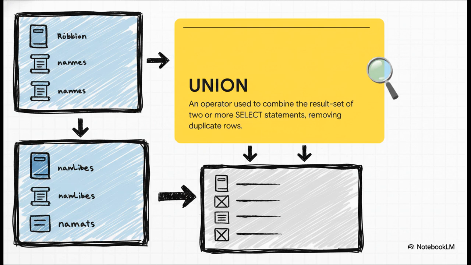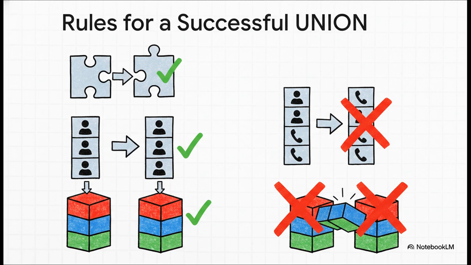It's just like if you asked a friend to merge two guest lists. They'd naturally cross off any names that appear on both. That's what Union does for you. Now, Union is powerful, but it's a little picky. It has a few rules you have to follow. For it to work, your queries have to match up perfectly.